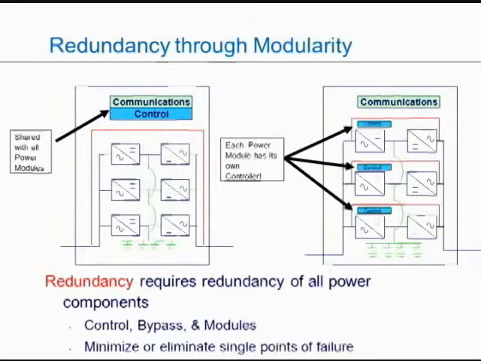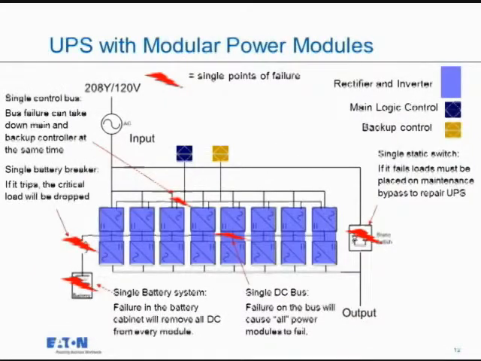When we look at single points of failure, we had a single static switch around the entire system. Single DC buses, single DC breakers, single battery systems in a lot of the designs, single control network. This type of application, this type of UPS is really a single UPS made up of multiple components. It's not really multiple UPSs. It's a single UPS with some multiple components, with a lot of single points of failure.